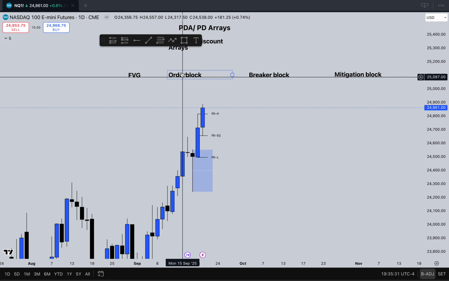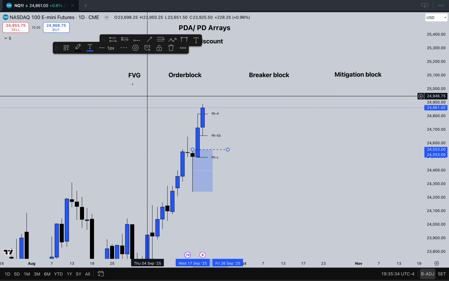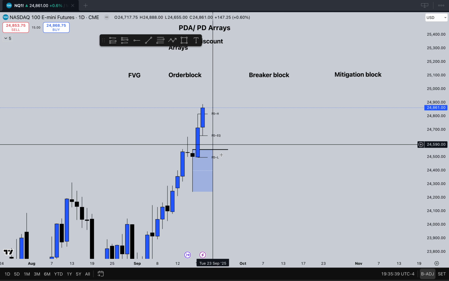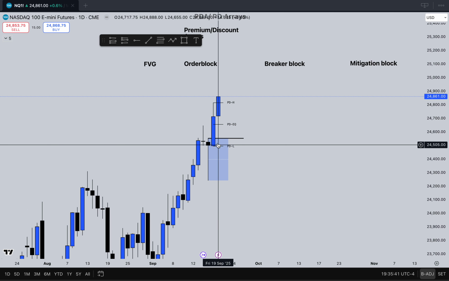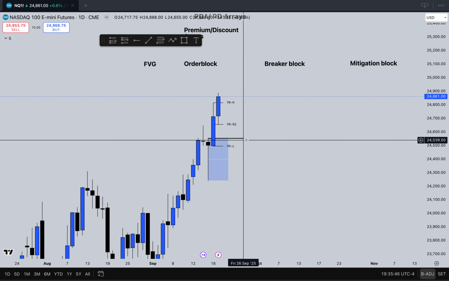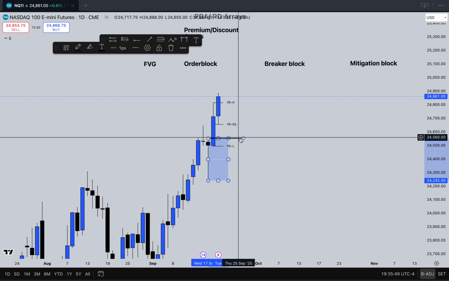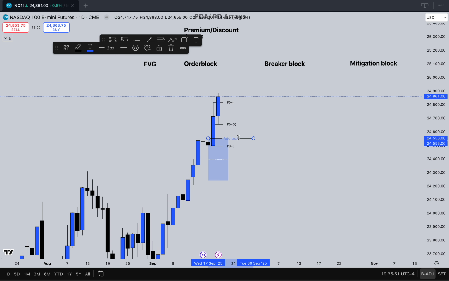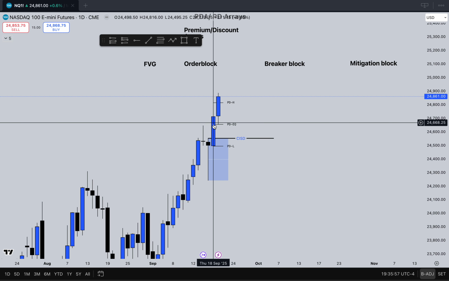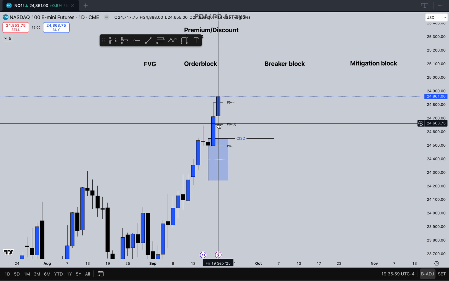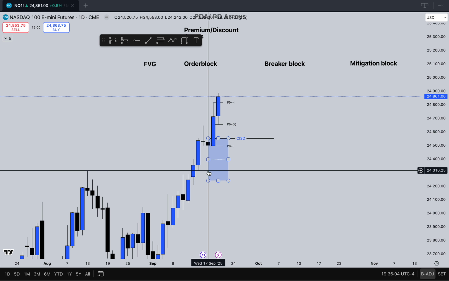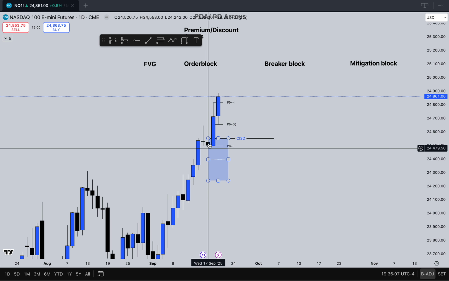And then once we close above the down-closed candle, right, it has to be the opposing color, this bearish candle, once we close above it after we rebalance the fair value gap, that's what confirms it as an order block. This closure above it is called a CISD, which also stands for change in state of delivery. Once you get this closure above it, this change in state of delivery, where the state of delivery goes from being sell side, bearish, to bullish, this becomes an order block.